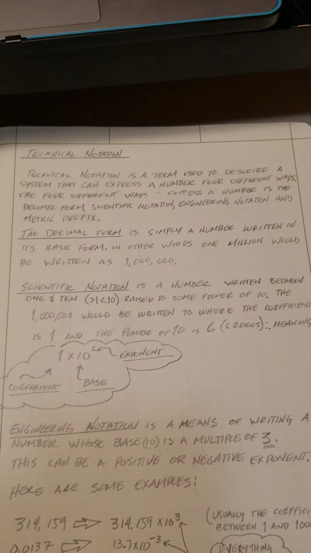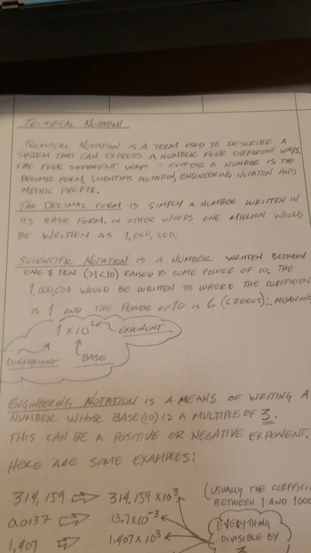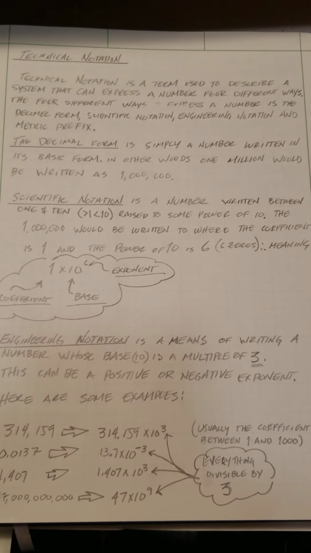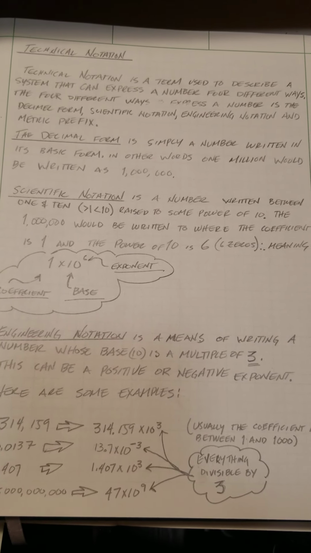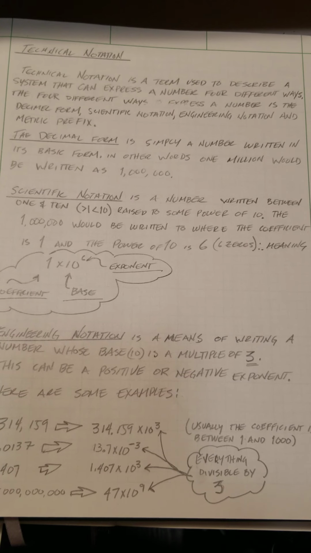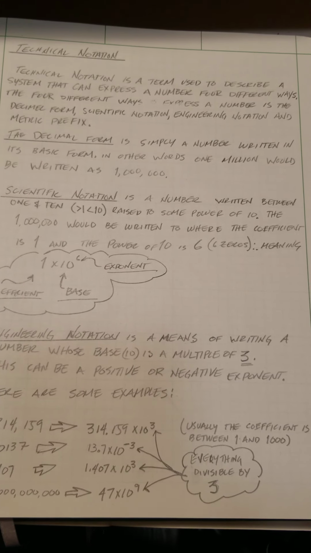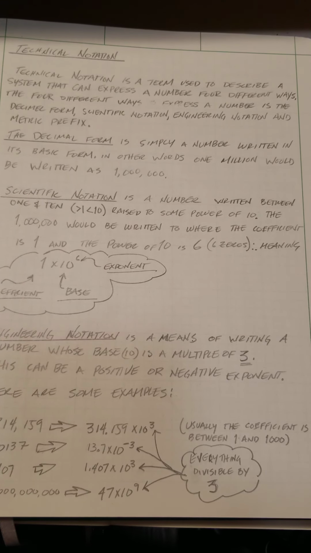It's the same idea that if I were to come to you and see you in the morning, I could say good morning. I could say guten Tag. I could say konnichiwa. I could say ni hao ma. So I could introduce myself in several different languages. And that's the idea with these numbers, that we're going to express the same number in several different formats or several different languages, if you will. So technical notation is a term that's used to describe a system that can express a number 4 different ways.